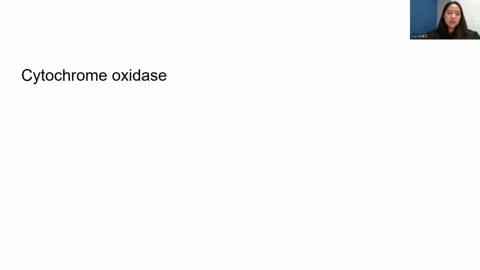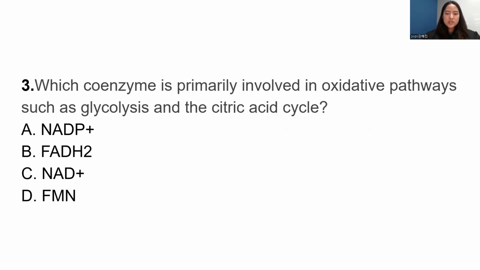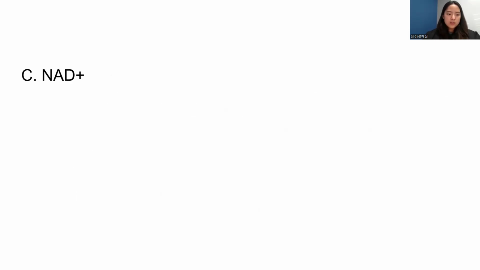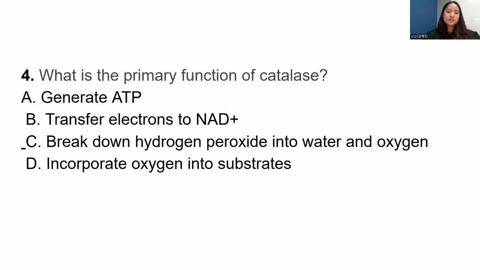Which coenzyme is primarily involved in oxidative pathways, such as glycolysis and the citric acid cycle? The answer is NAD+, because NAD+ accepts electrons and becomes NADH, and it releases these electrons to electron acceptors, which also contributes to the proton gradient and the overall cell respiration process. So NAD+ will be the answer for that one.